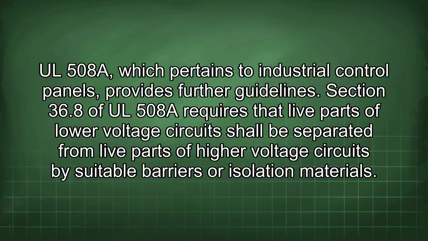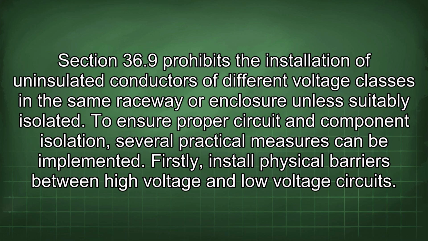Section 36.8 of UL 508A requires that live parts of lower voltage circuits shall be separated from live parts of high voltage circuits by suitable barriers or isolation materials. Section 36.9 prohibits the installation of uninsulated conductors of different voltage classes in the same raceway or enclosure unless suitably isolated. To ensure proper circuit and component isolation, several practical measures can be implemented.